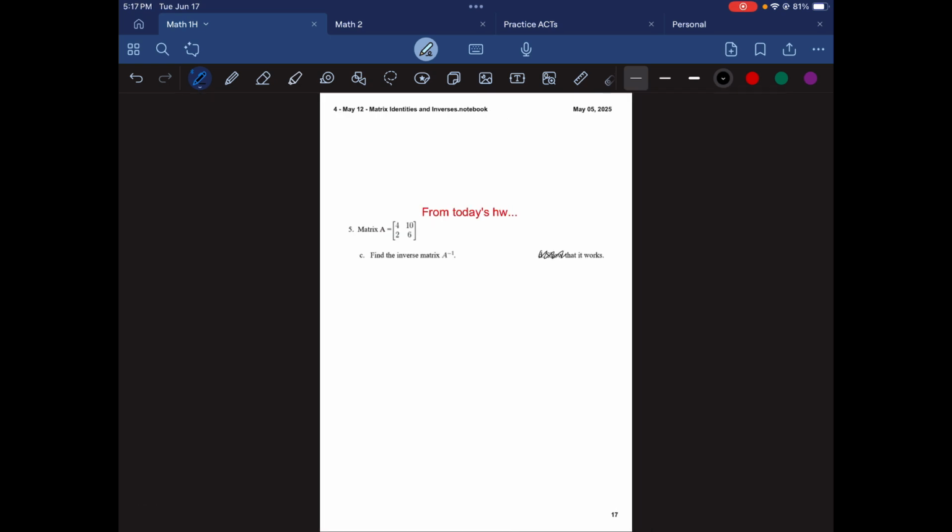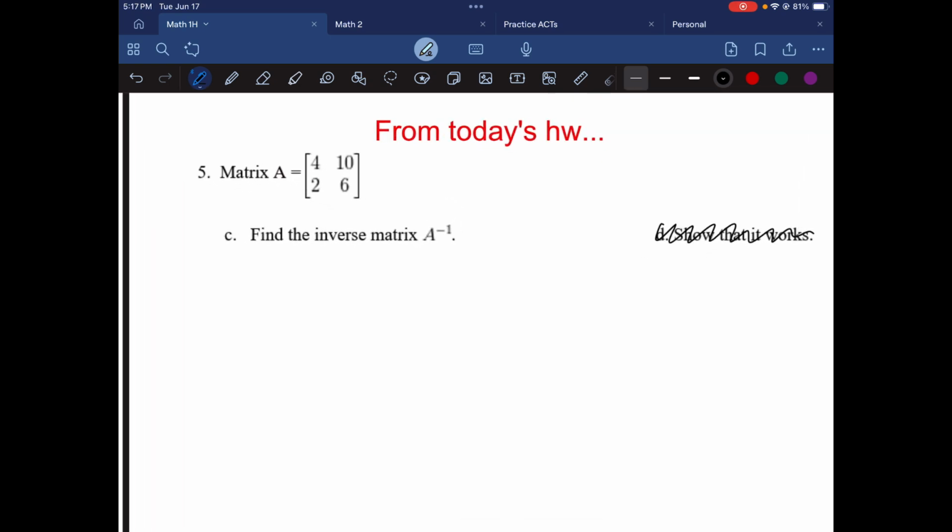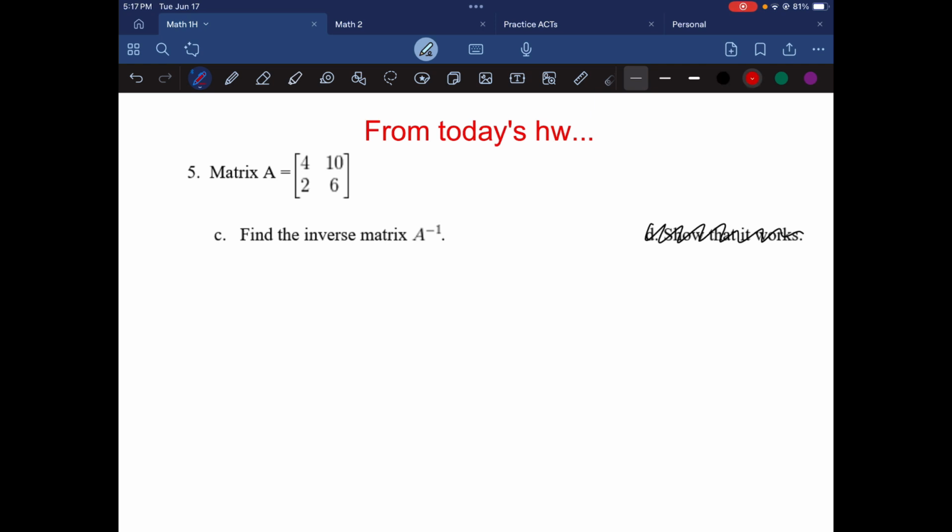Don't worry about this question right here. This is a question from your homework today. Find the inverse matrix, okay? First of all, let's find the determinant.